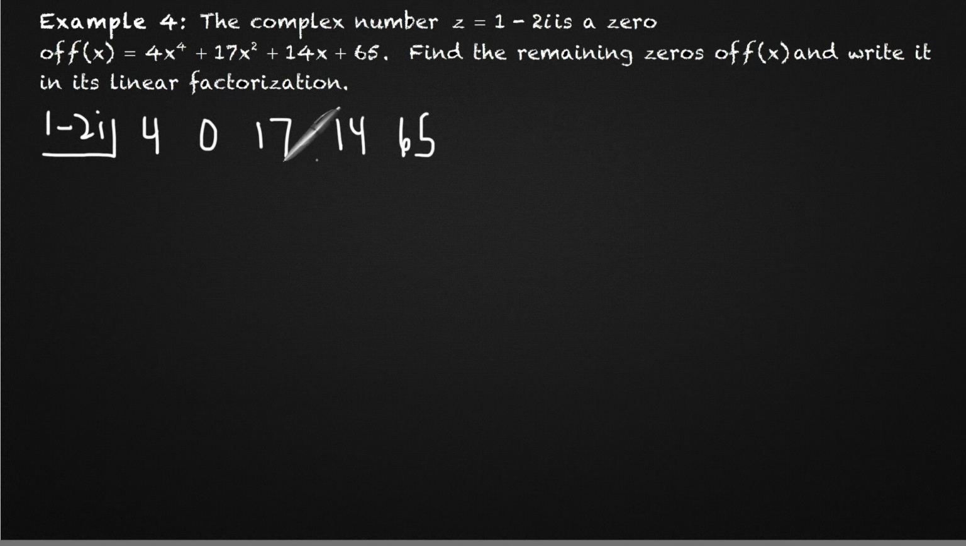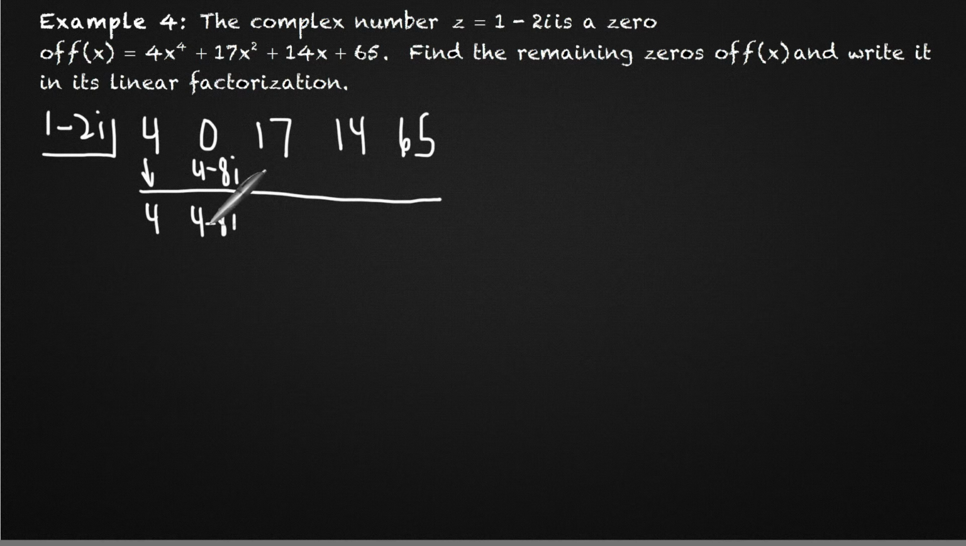Now the good news about this process is we know for sure that we should get 0. So if you don't, that means you did something wrong. So we're going to bring down the 4. We're going to multiply. We get 4 minus 8i. We're going to add, and we get 4 minus 8i. Now here's the hard part. We're going to have to multiply 1 minus 2i. So maybe I'll do it over here. 1 minus 2i times 4 minus 8i.